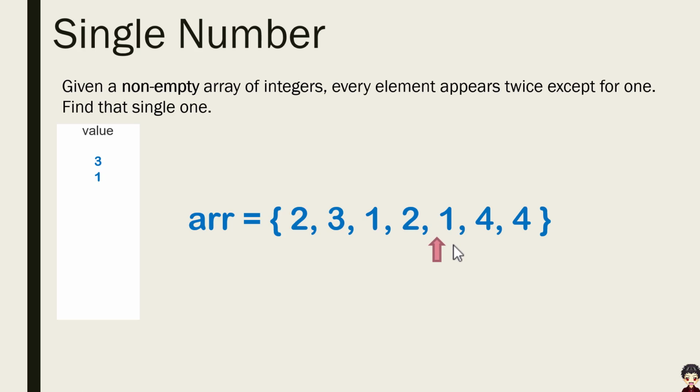And the next value is 1. So 1 is already in the table, so we remove that 1. And 4 is not yet here, so we add it there. And lastly, another 4. So 4 is here, so we remove that. So the remaining value would be the one that we're going to return. So in this case, it's 3.